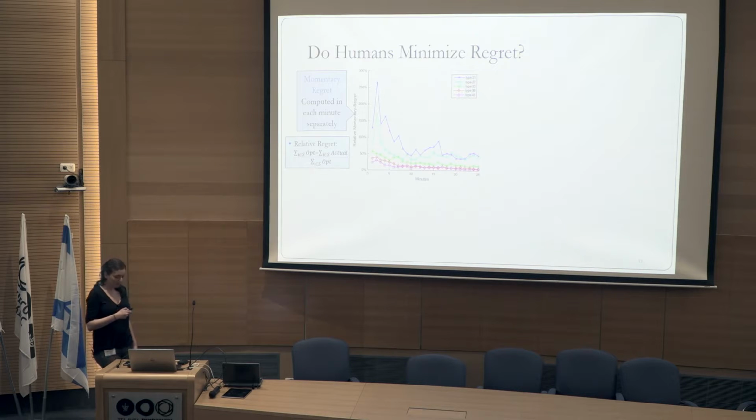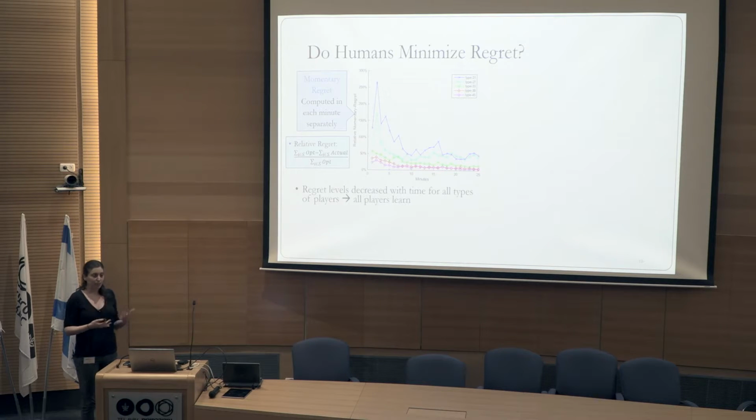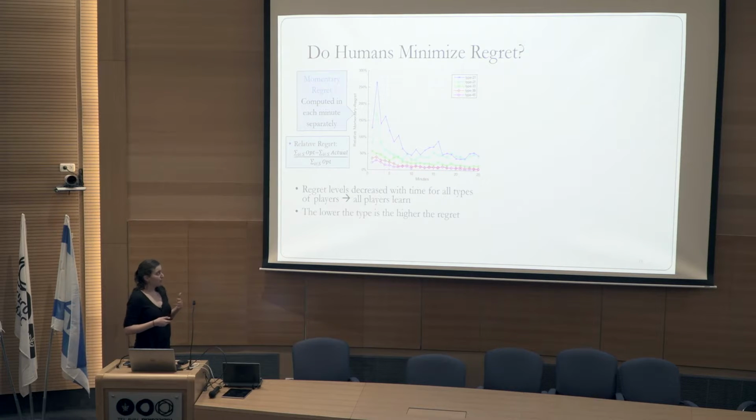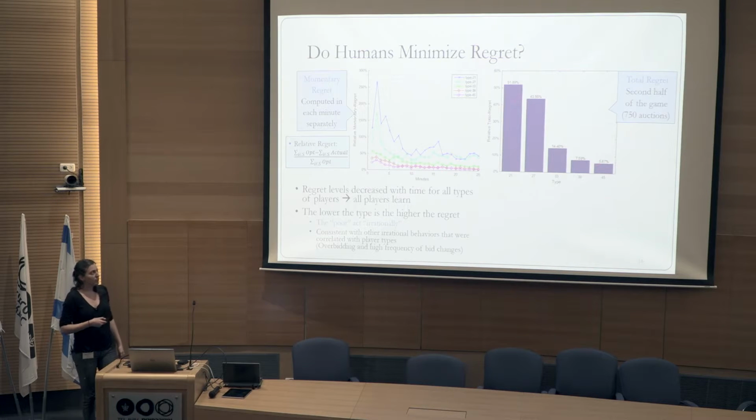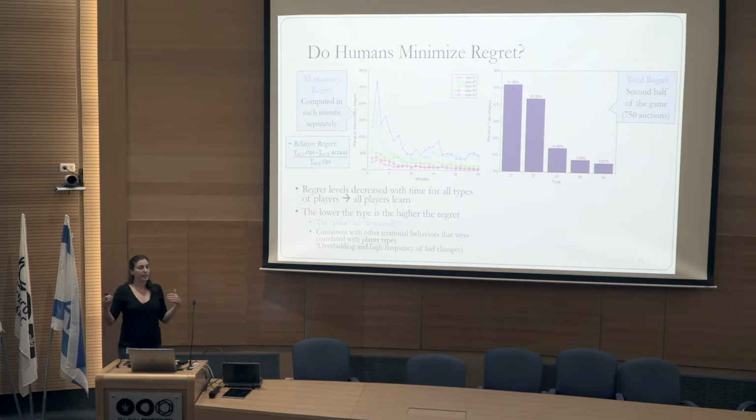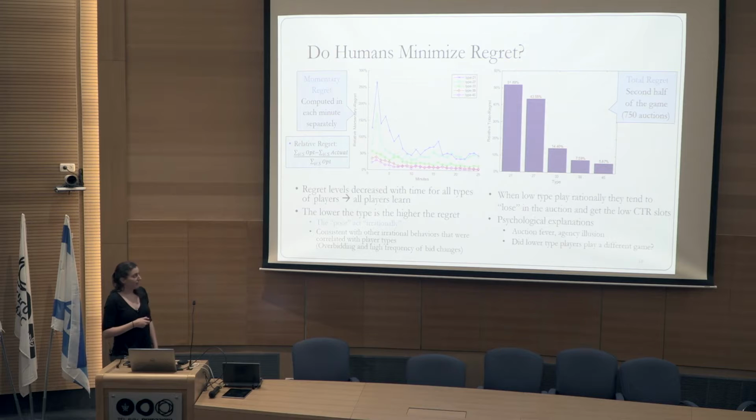So first, what we see here is that the regret levels decreased for all types of players, as we could expect, that players did learn and did do better as time progressed. But we also see how players of different types had different regret levels. We see that the lower types had higher regret, and that was consistent through the whole game. And on the right, this is the total regret, which we compute over the second half of the game, including 750 auctions, according to, again, the 5 types of players.